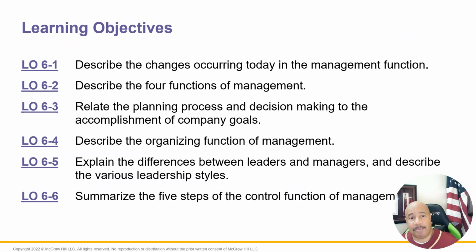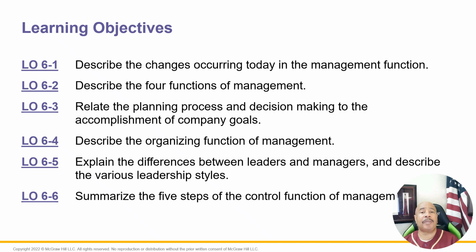We're going to get into describing the challenges and the changes occurring today in the management function. Describe the four functions of management. We're going to relate the planning process and decision making to the accomplishment of company goals. How are they relatable? Describe the organization function of management. Explain the difference between leaders and managers, and describe the various leadership styles. Then we'll finally get into summarizing a little bit here and there the 5 steps of the control function of management. 5 steps are involved there.